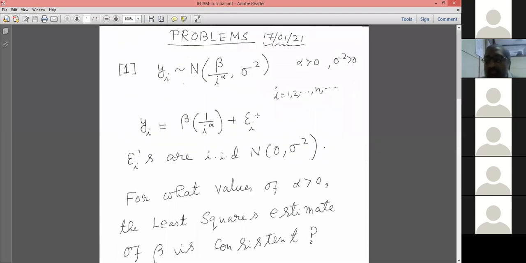Can you repeat the reason that you had given for alpha greater than half? Okay, if alpha is greater than half, then summation i to the power minus 2 alpha converges to something. Let's call that thing to which summation i to the power minus 2 alpha converges C alpha. So that means as n tends to infinity, the variance of beta hat will converge to sigma square by C alpha. Are you okay with this?